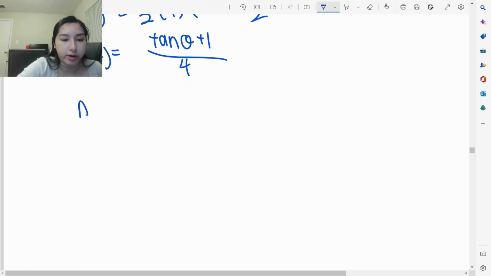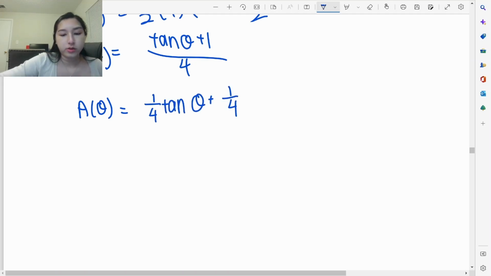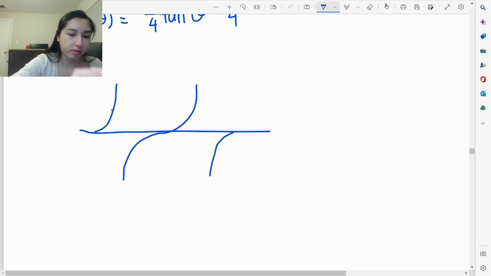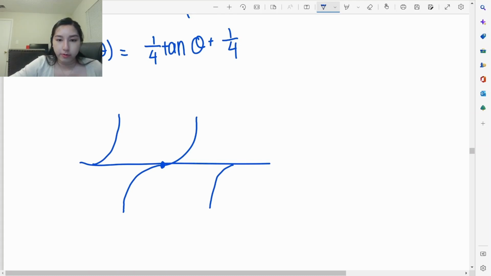And we should just write out some things: 1/4 tangent theta plus 1/4. So how do tangent graphs look? They look like this. So this is probably going to be close to our answer, but we're going to have to figure out a few things. If it's 1/4, it gets squished by 1/4 and then moved up by 1/4. So this is going to be 0, 1/4.